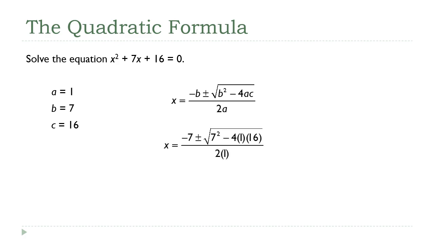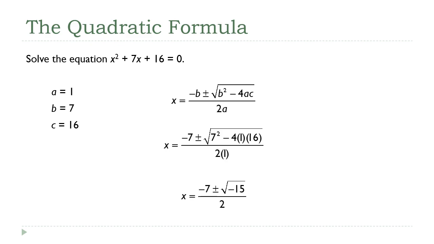All right, so now I'm going to drop those into the formula. We get negative 7 plus or minus square root of 7 squared minus 4 times 1 times 16, all divided by 2 times 1. Now, you do the arithmetic, get your calculator out if you absolutely have to, and we get negative 7 plus or minus square root of negative 15. There's that negative part. Divided by 2. So how do we handle that negative?